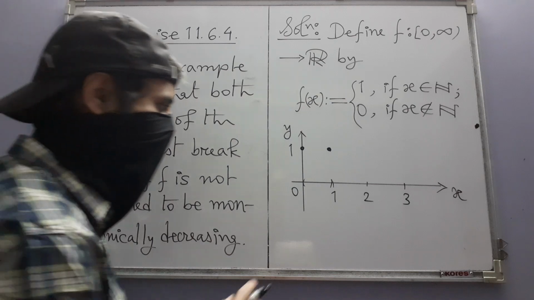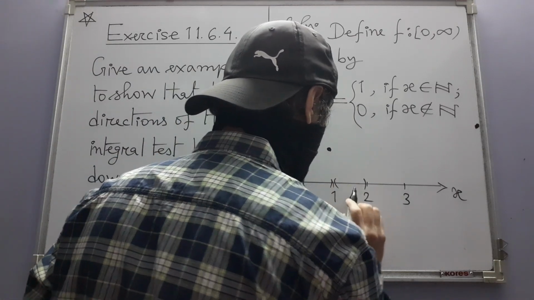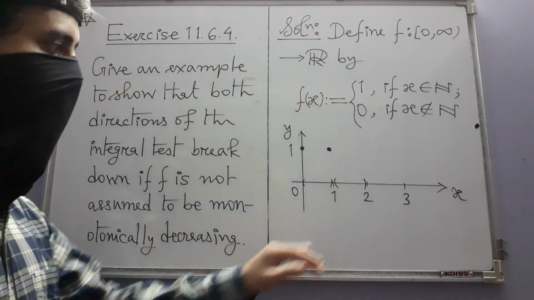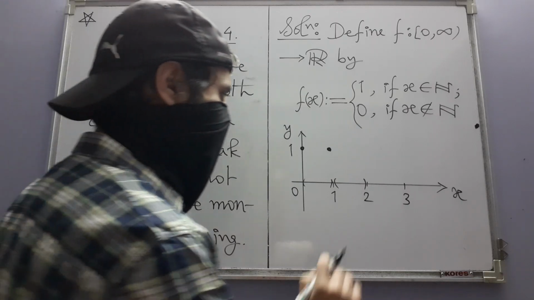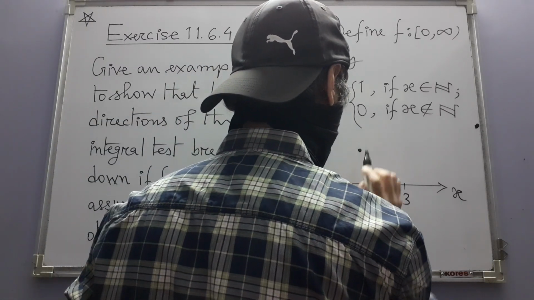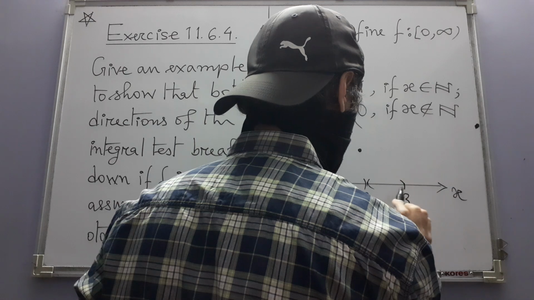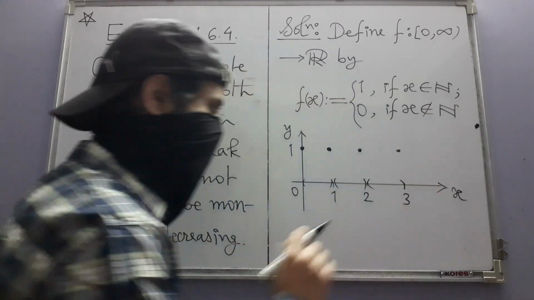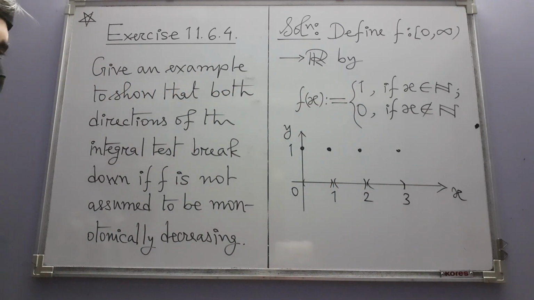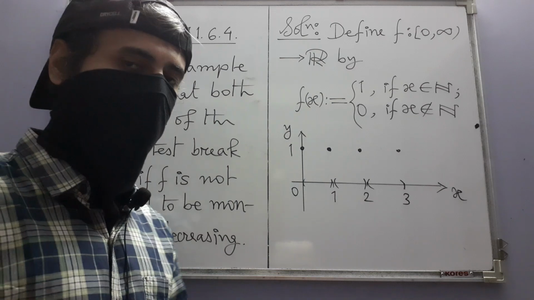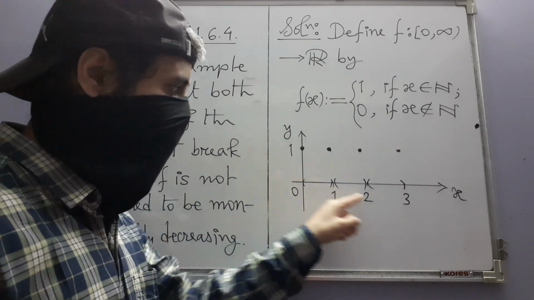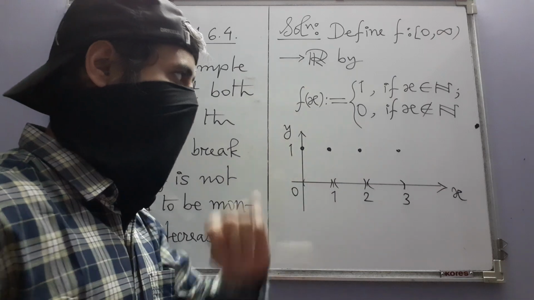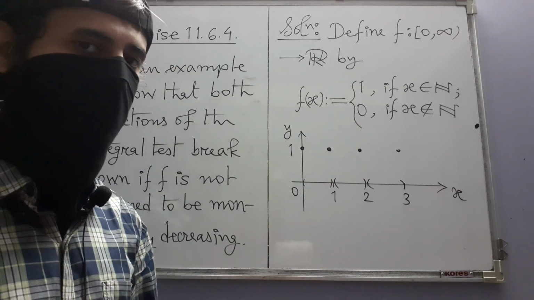And then again, between 1 and 2, exclusive, the function has 0 value. Then at 2, again it has value 1. Again 0, again 1. Like that it goes. So the function is almost entirely 0 except at some isolated points. At those integral points, the value is 1. That's how the graph looks.